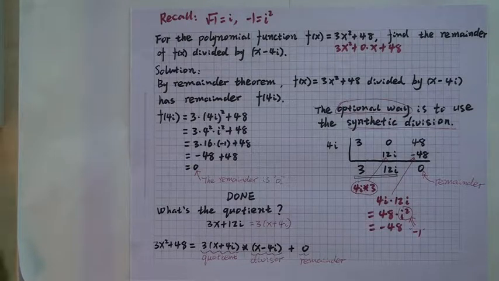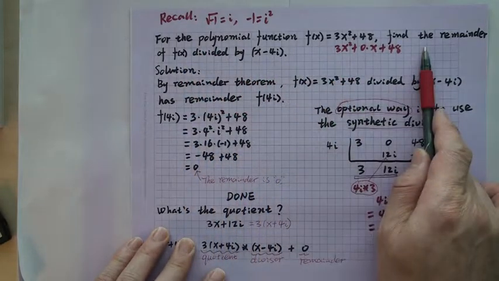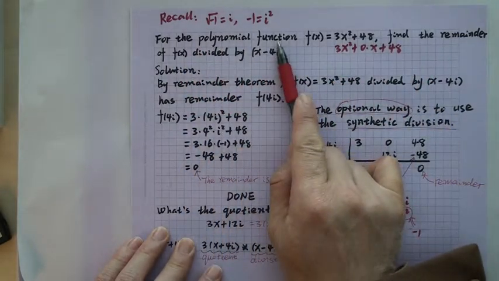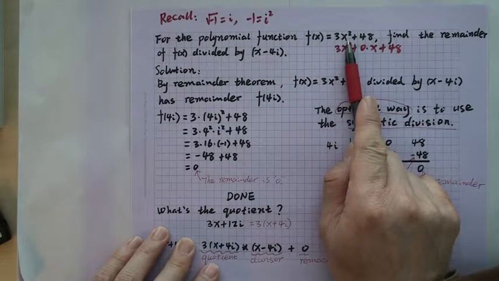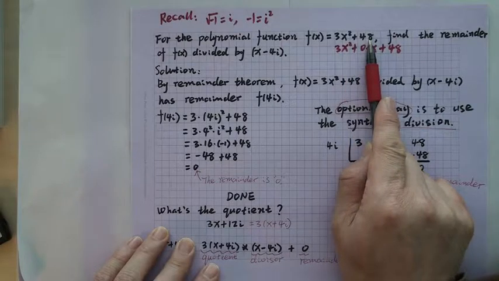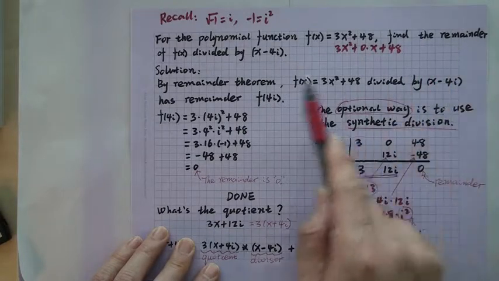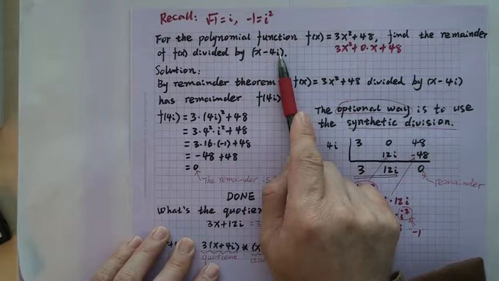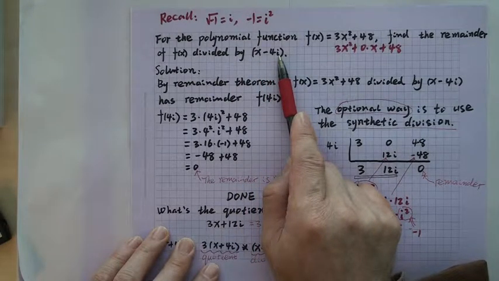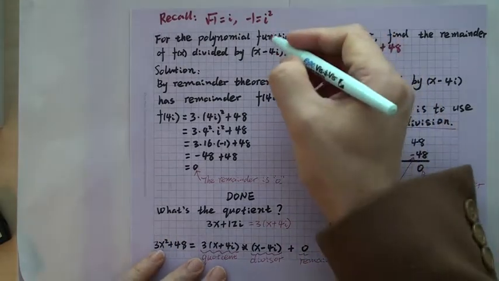In this lecture, we will talk about the example here. For the polynomial function f of x equals 3x squared plus 48, we want to find the remainder of f of x divided by x minus 4i, and i here is an imaginary unit, and here we say is a complex number.